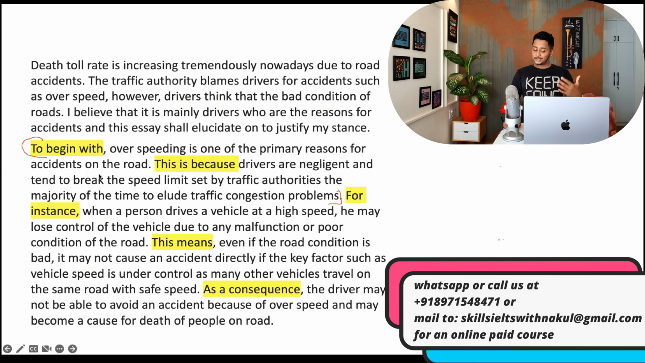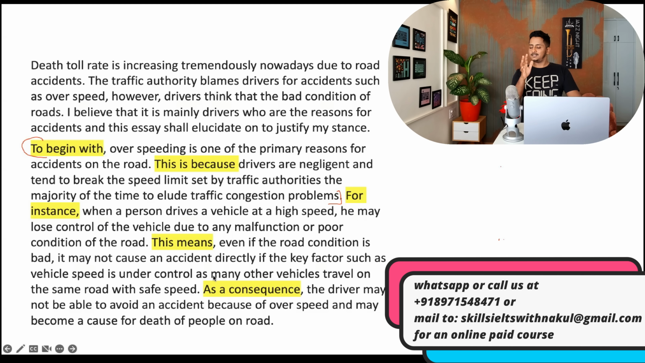So here my student has written, when a person drives a vehicle, he may lose control of the vehicle due to malfunction or poor condition of the roads. This means even if the road condition is bad, it may cause an accident directly if the key factor such as vehicle speed is under control, as many other vehicles travel on the same road with the same speed. Hope you are getting it.